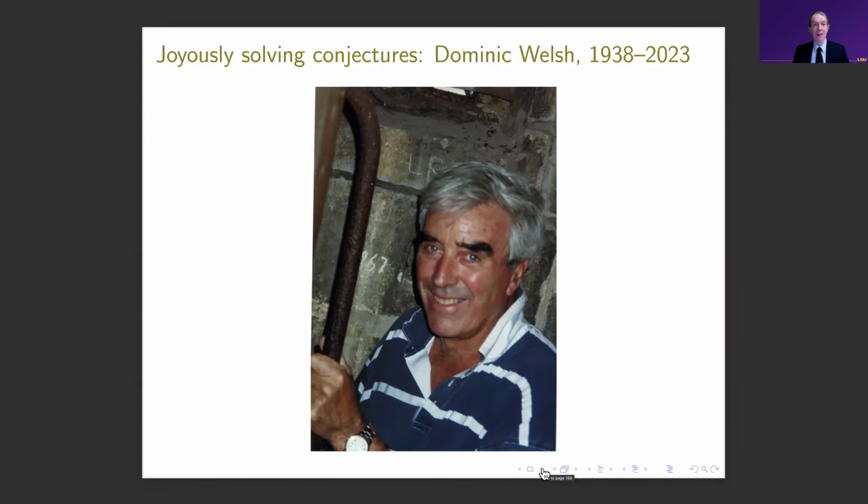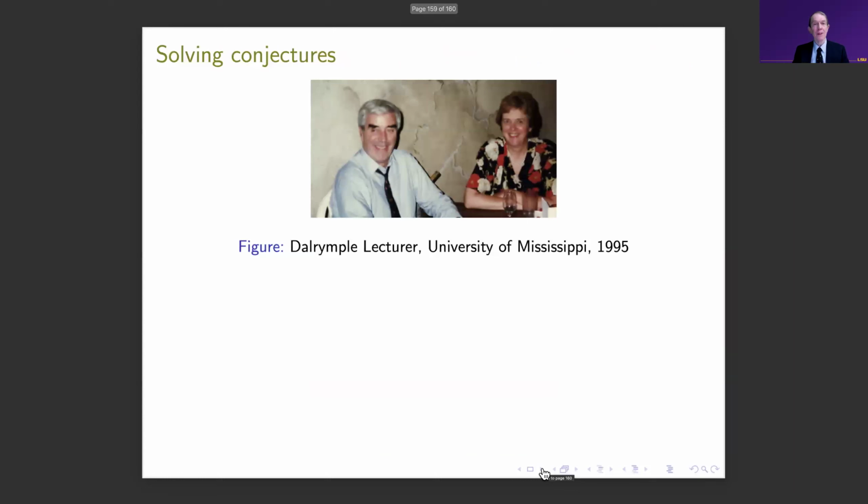Solving conjectures, you will see, is going to be the way that I close this talk. In 1995, my former student, James Reed, invited Dominic to be the Dalrymple lecturer at the University of Mississippi. And I was charged with introducing Dominic. Now, I didn't want to do an ordinary introduction. I wanted to do something unusual. And growing up as an Australian, what came to mind but Waltzing Matilda, of course. Waltzing Matilda, for those of you who don't know, was for many years and probably still is Australia's unofficial national anthem. So it's got verse, chorus, verse, chorus, verse, chorus.